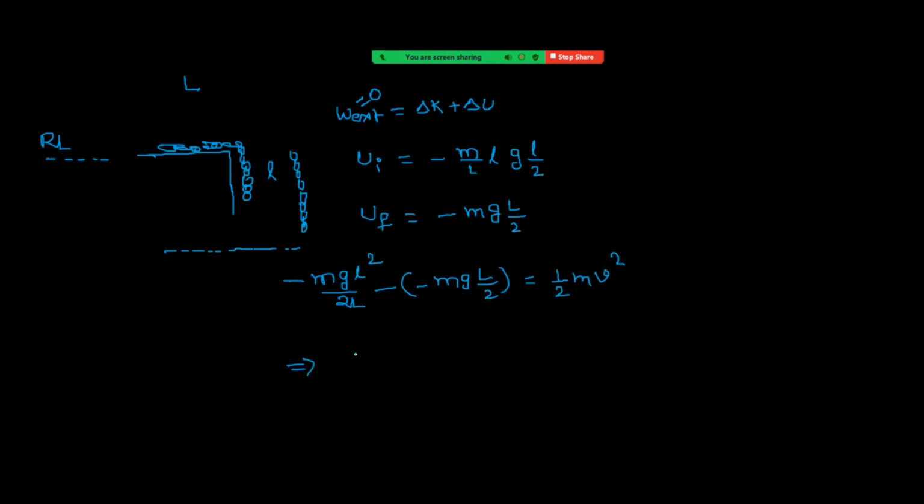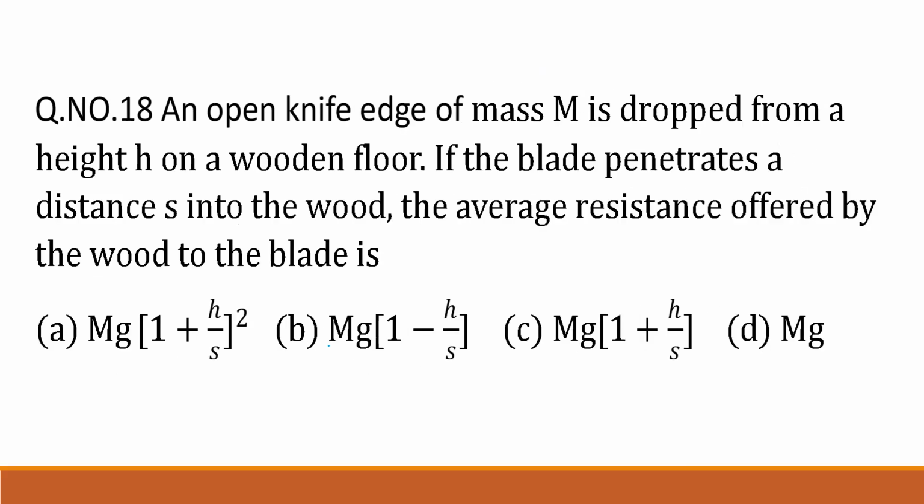Then see what we get. Throughout, mass gets cancelled, remaining is g. G into, this is a plus, right? G into L squared minus l squared, half cancelled by L, that is equal to v squared. Then the v value is the square root of this, right? So like this, we can use conservation of mechanical energy. Let us see the next one.